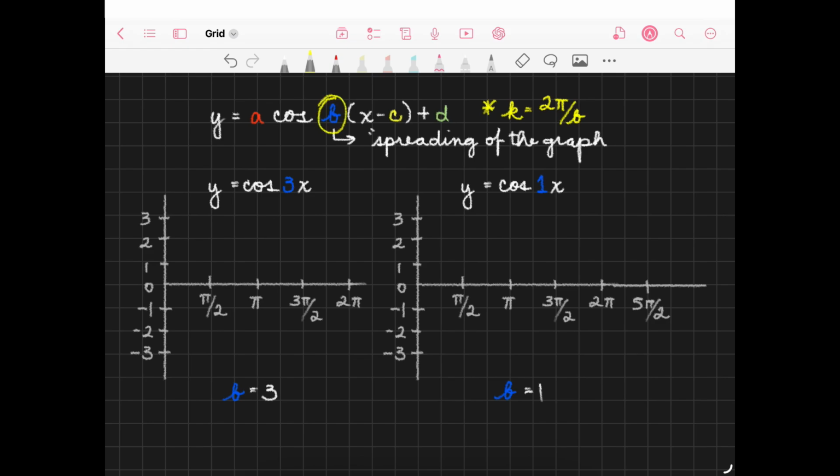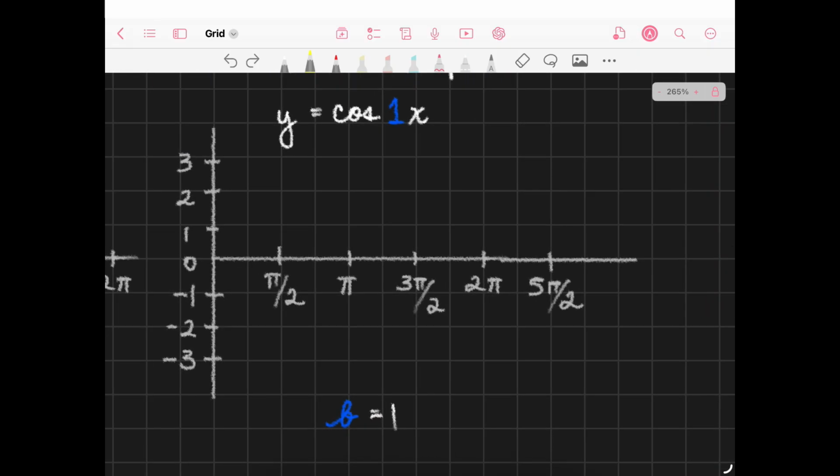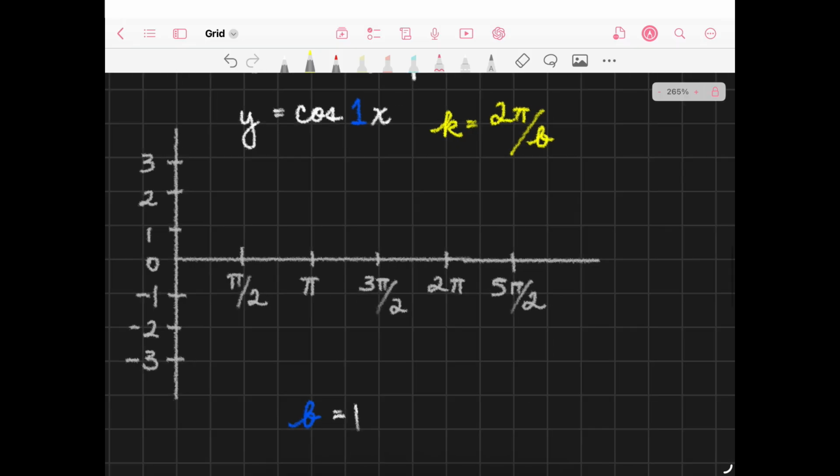Next is our variable b, which determines the spreading of the graph. An example here would be comparing cos 3x and cos x, wherein our b would be equal to 3 and 1. So let's start with b equals 1. For our cos 1x, we know that our b equals 1, and we know that the formula for our period is 2 pi over b. And our k, therefore, would be equal to 2 pi.